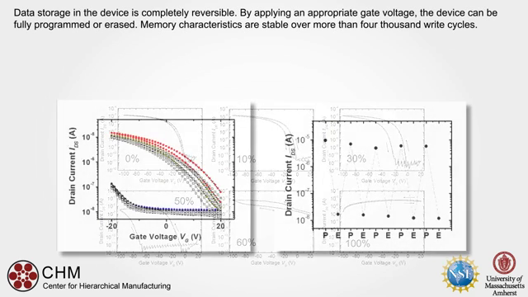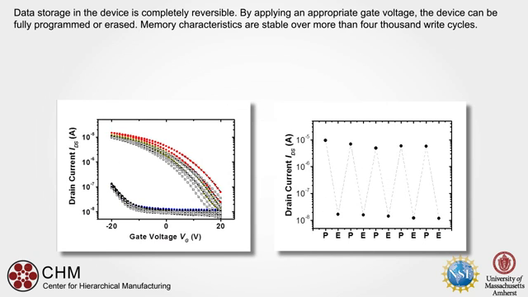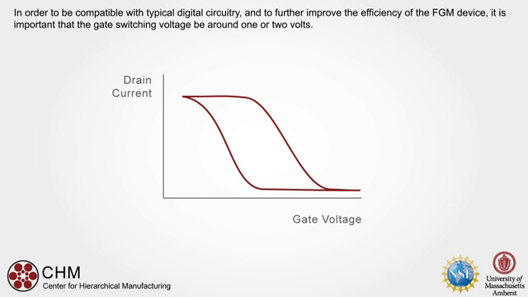Data storage in the FGM device is completely reversible. By applying an appropriate gate voltage, the device can be fully programmed or erased. Memory characteristics are stable over more than 4,000 write cycles. In order to be compatible with typical digital circuitry and to further improve the efficiency of the FGM device, it is important that the gate switching voltage be around 1 or 2 volts.